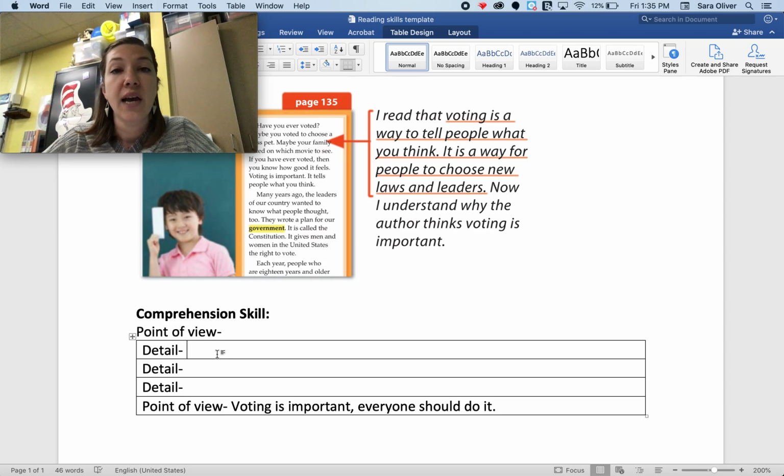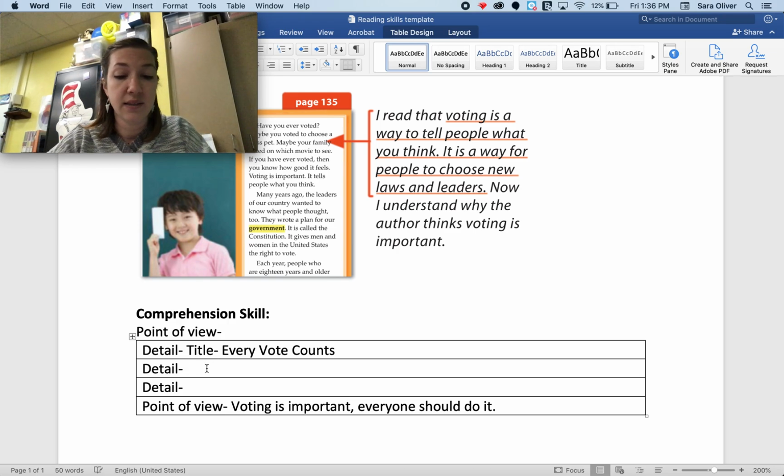If you think about the text as a whole, we're looking for some details to support that. Well, the title of the story, which is Every Vote Counts, definitely tells us that he thinks voting is a good thing. If he thought it was a bad thing, he might say, why vote? Or you don't need to vote.